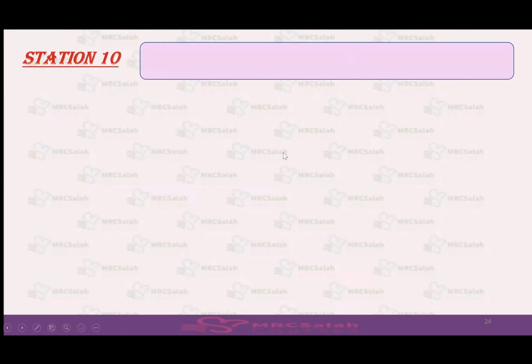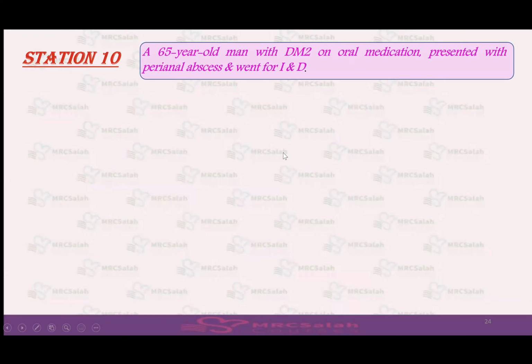Okay, so you're seeing a 65-year-old man with type 2 diabetes on oral medication who presented with a perianal abscess and went for incision and drainage. Dr. Widad, what are the types of diabetes mellitus? Talk about the pathogenesis of each of them.